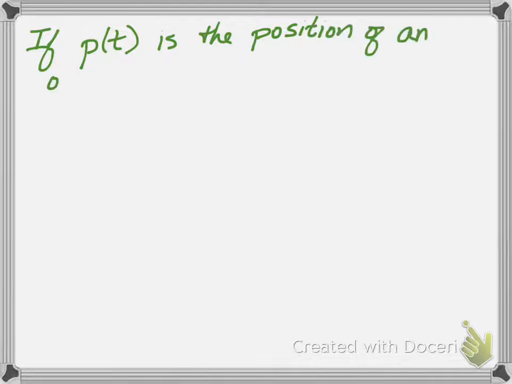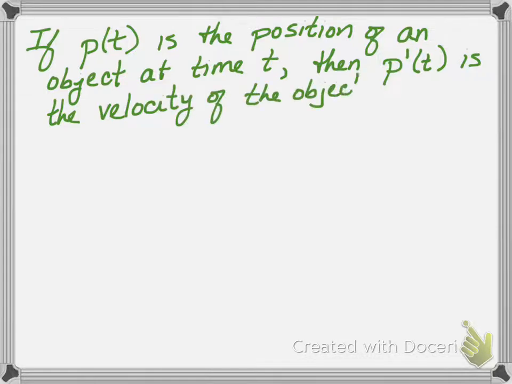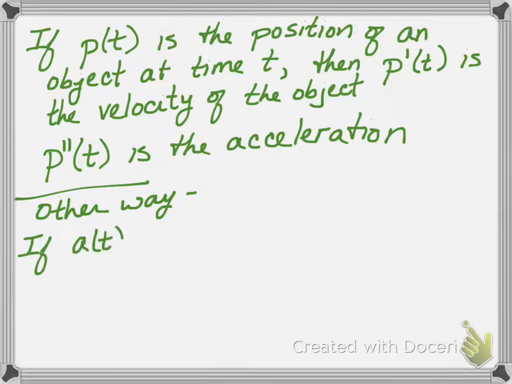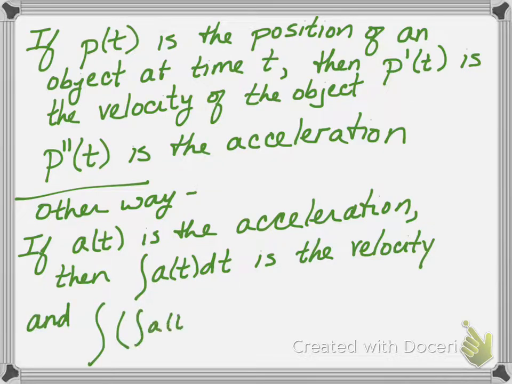Another place where we see these initial value problems is when we talk about the movement of an object. So if p of t is its position, then the derivative of position is velocity, and the derivative of velocity is the second derivative, and that is acceleration. Going in the other direction, if a of t is the acceleration, its antiderivative is velocity. And the antiderivative of velocity would equal position.